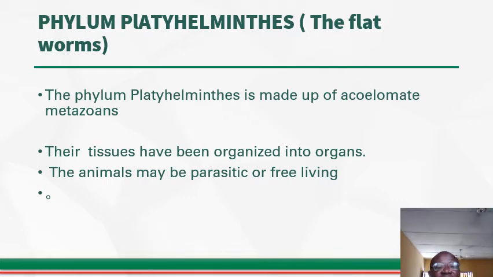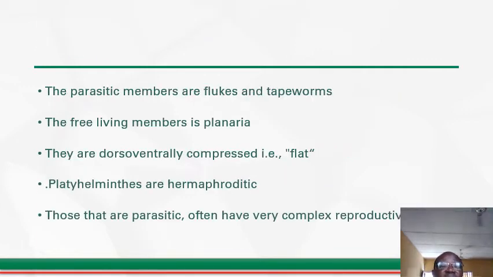Some of them may be parasitic, or they may be free living organisms. The parasitic members are the flukes and the tapeworms. They are the parasitic members of the Platyhelminths. And the free living member is the Planaria. Planaria is free living, not parasitic. And the group has a dorsoventrally compressed body, and that's what makes them flat. That is, they have a flat body.